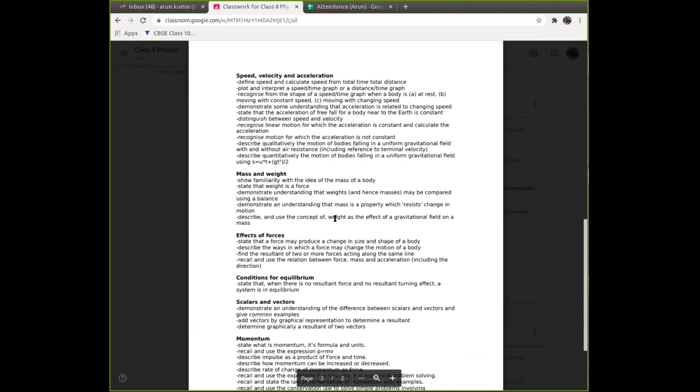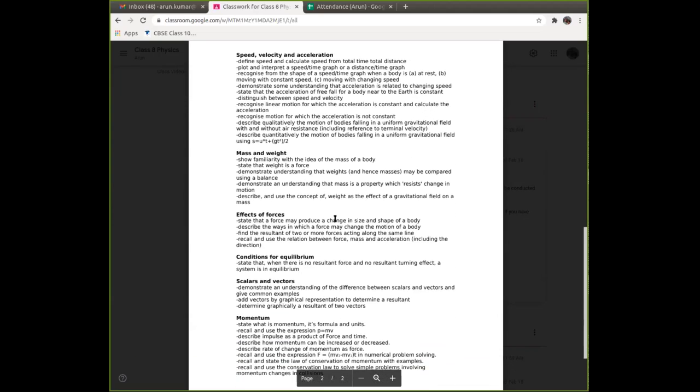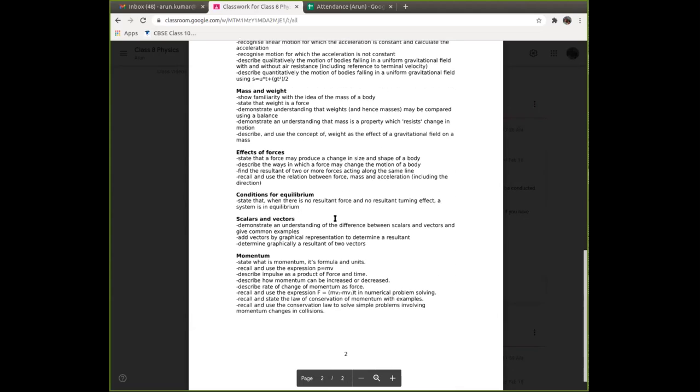And then we go on to look at the actual syllabus document, in which I put as statements everything that we have studied so far, or at least those that I feel I can ask you questions about in the test. Let me take effects of force as one example. I won't explain everything, that will take too long. Students should be able to state that a force may produce a change in size and shape of a body. Do you know this?